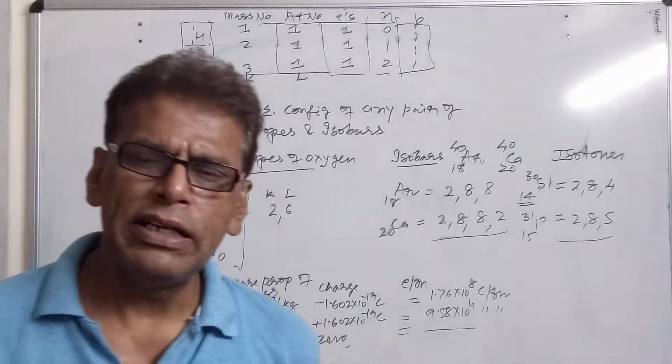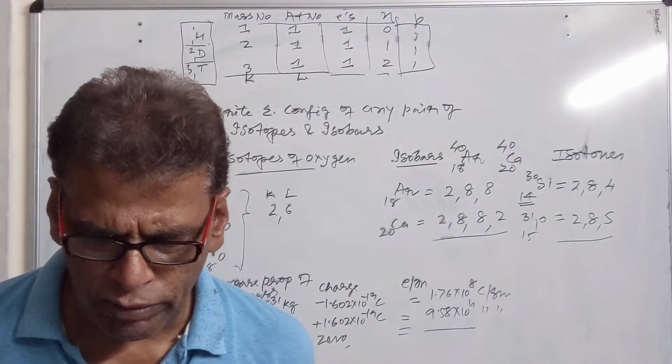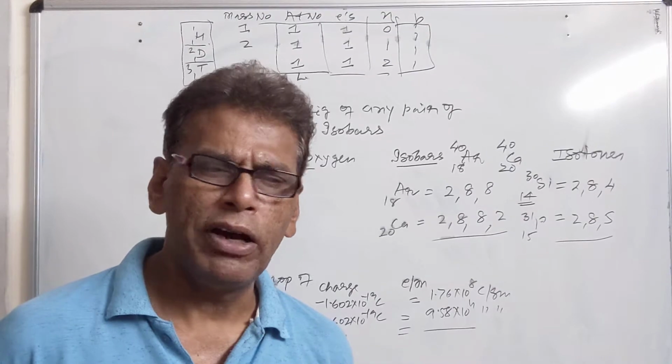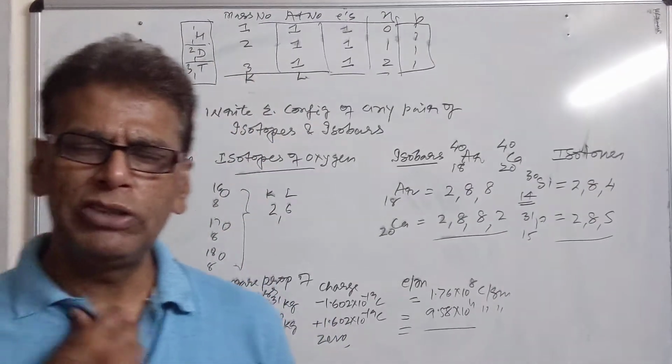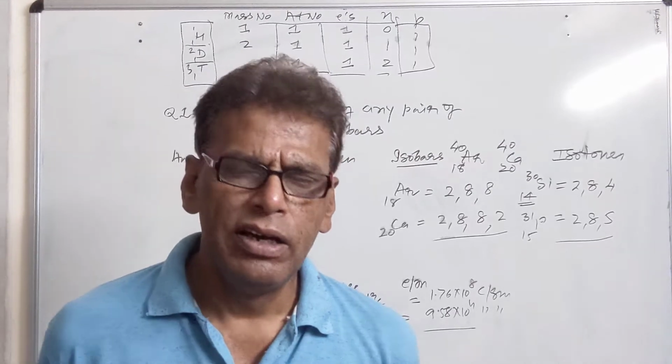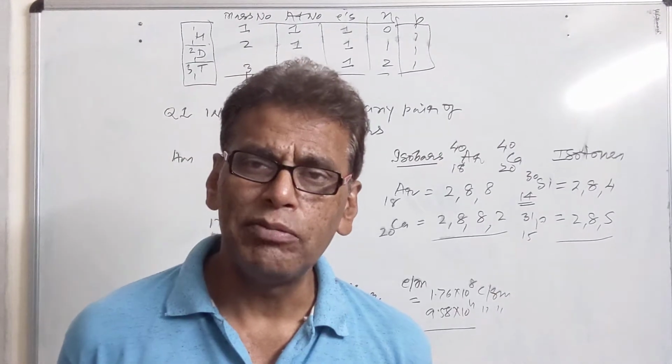Now what are the limitations of J.J. Thomson model of atom? Number 1, it could not explain the stability of atom because electrons which were having negative charge were so close to each other that there was a repulsive interaction between them.